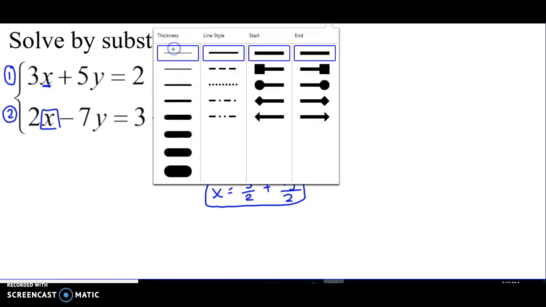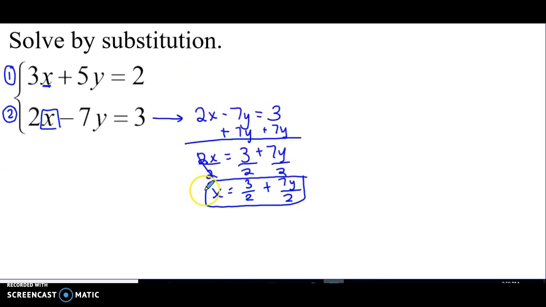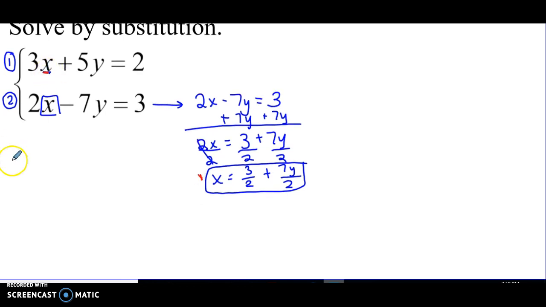So now I'm going to do my substitution portion. I'm going to substitute this x in for this x, which will give me 3 times 3 over 2 plus 7y over 2 plus 5y equals 2. From here, I can go ahead and solve for the variable in common, which is y.